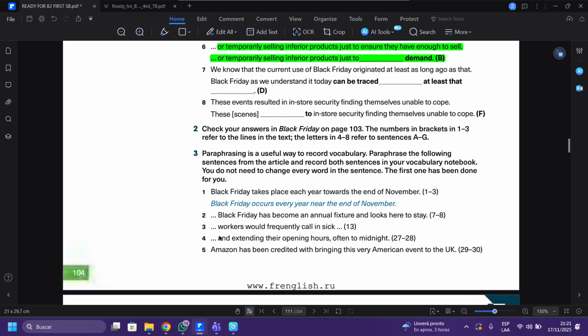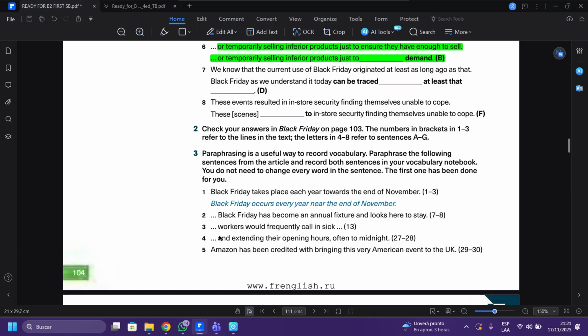The next one. Number 3. How would you paraphrase this one? Workers would frequently call in sick. And by the way, have you ever heard about this? This is an idiom. Call in sick. For example, when you are ill, you call your workplace to inform them that you are sick. That is calling sick. Dar parte de baja por enfermedad. That is calling sick. Okay. So what could be another way to say that?